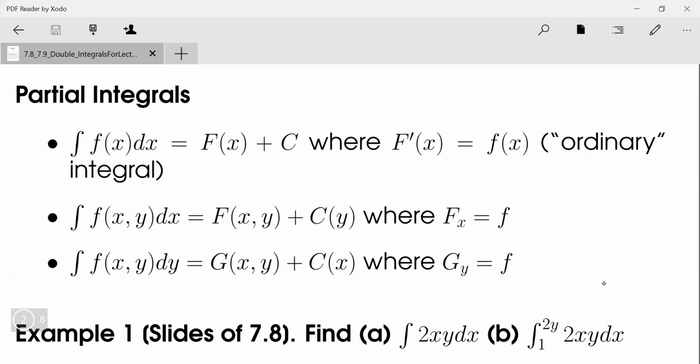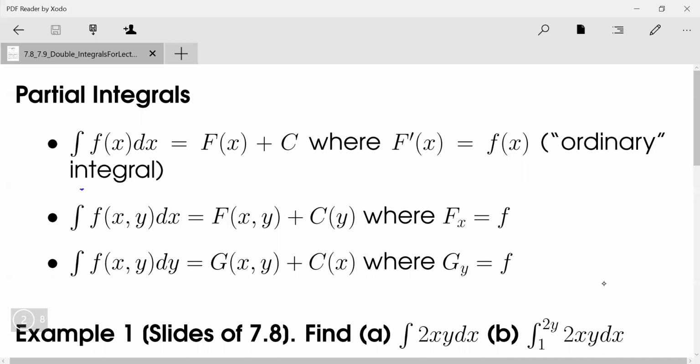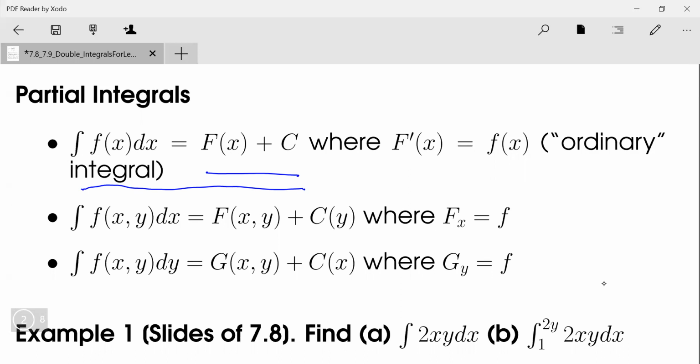So first, let's review our definition of indefinite integral. It is the family of antiderivatives of a function. That's what we call the ordinary integral.